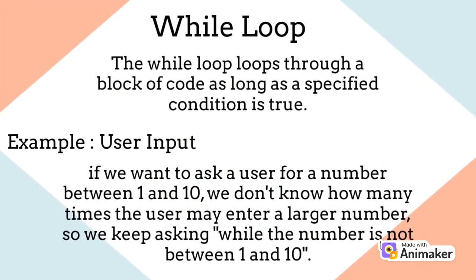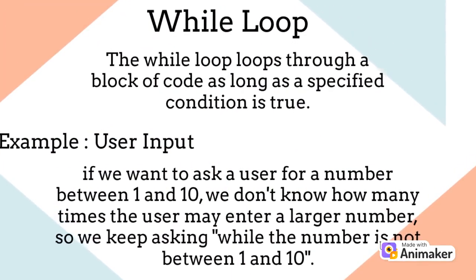Next we have while loop. The while loop loops through a block of code as long as a specified condition is true. An example is user input. If we want to ask a user for a number between 1 and 10, we don't know how many times the user may enter a larger number, so we keep asking while the number is not between 1 and 10.